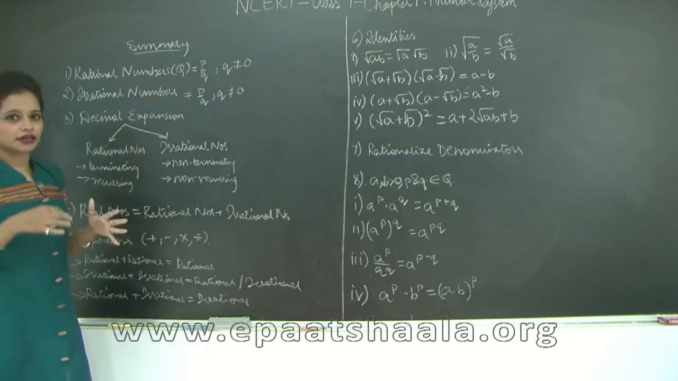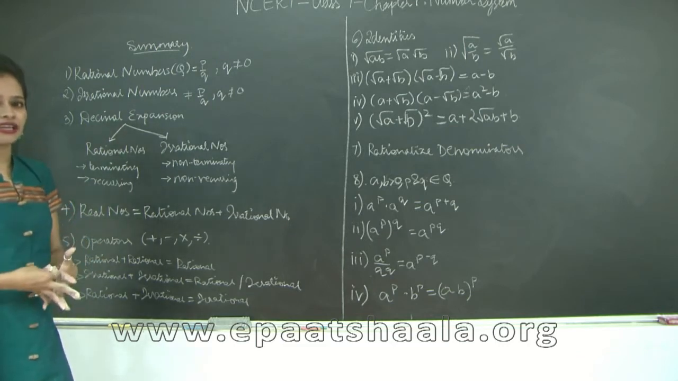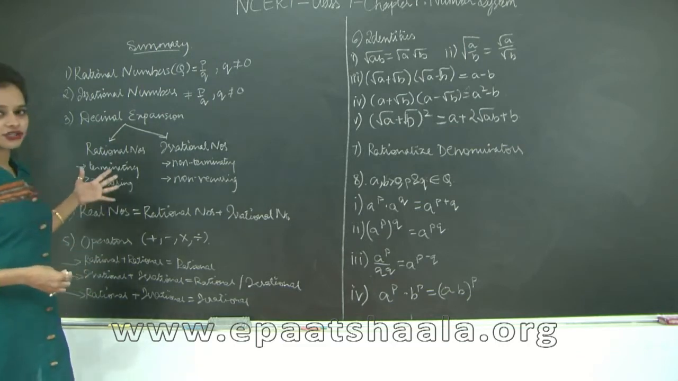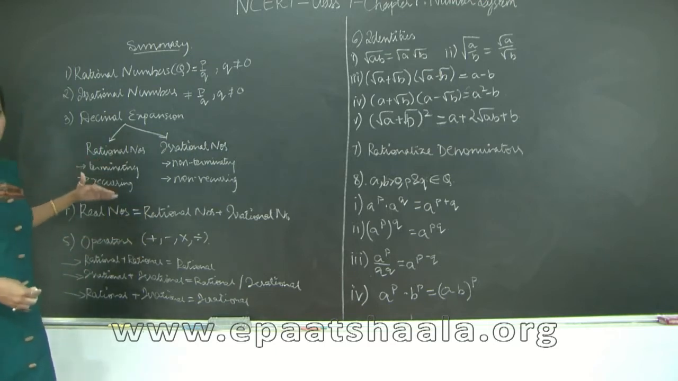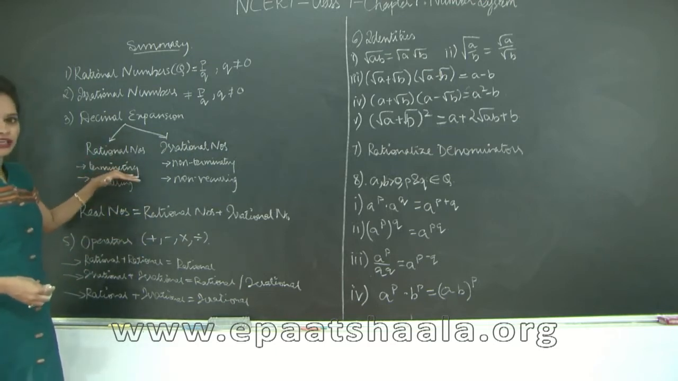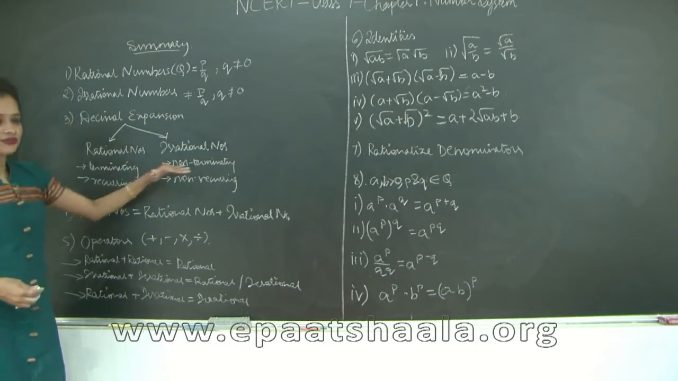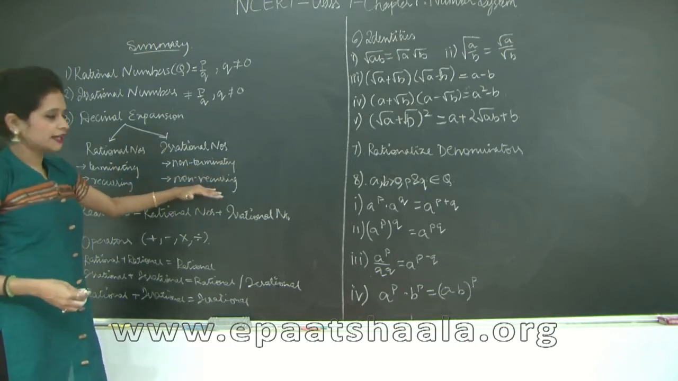Then the next thing that we looked at was decimal expansions. So for the decimal expansion of rational and irrational numbers, we concluded that the decimal expansion for rational numbers would be either terminating or recurring, whereas for irrational numbers it would be non-terminating, non-recurring.